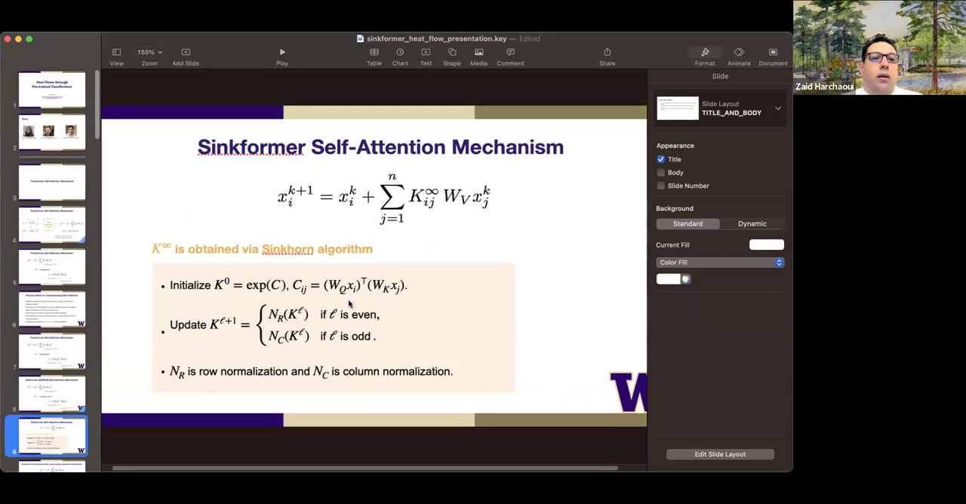Okay, and so what this means is that we can take the matrix Cij and then we perform alternating information projection in order to normalize the rows and then the columns and so forth and so on. And so this is what they call the Sinkformer, as a reference to the Sinkhorn algorithm. So Sinkhorn transformer, Sinkformer. And this is how we are going to look at self-attention layers and transformers. We're going to look at them through this equation.